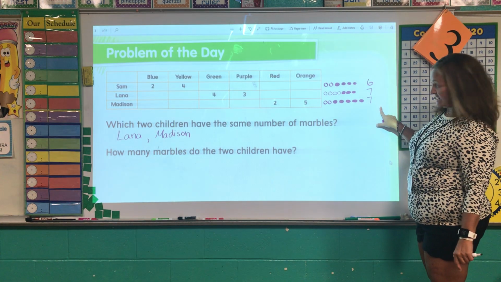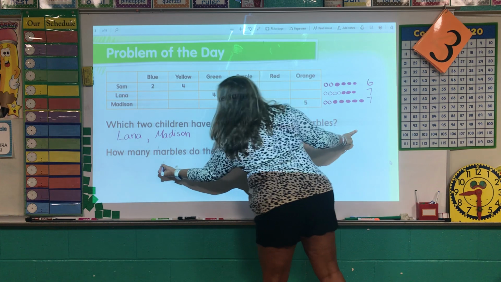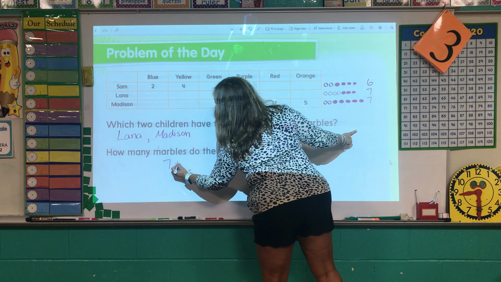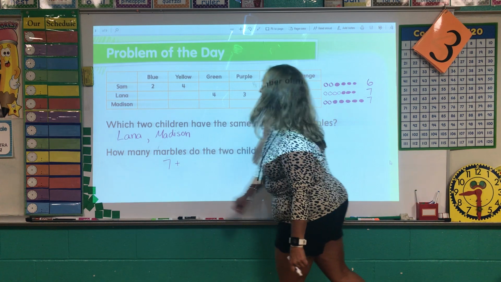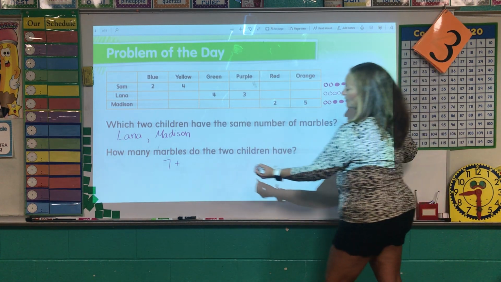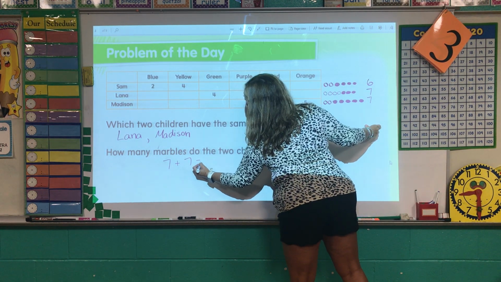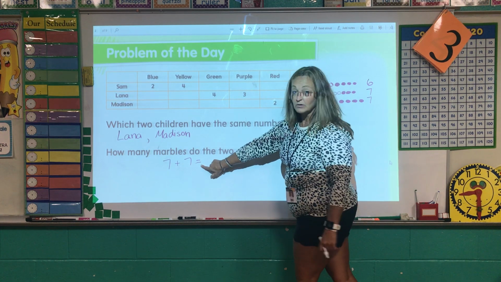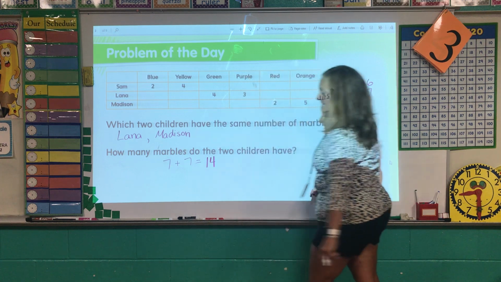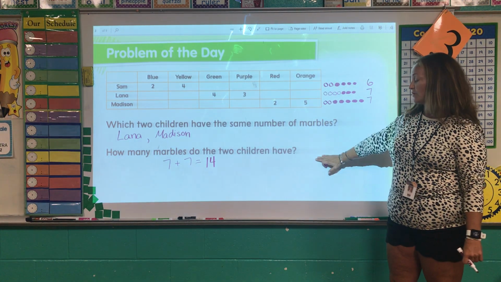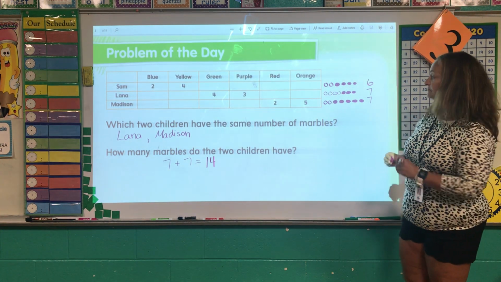If I want to write that in a number sentence, I'm going to put Lena's marbles plus, I'm going to use my plus symbol because I want to know, and I'm going to put the 2 parts together. Madison's marbles equals, because now I know what my total is, or how many I have in all, 14. So Lena and Madison have 14 marbles in all.